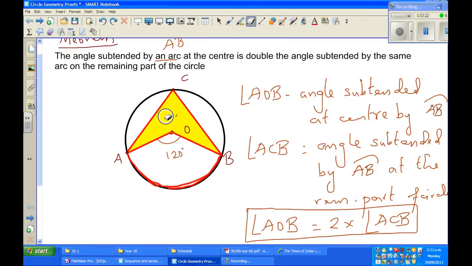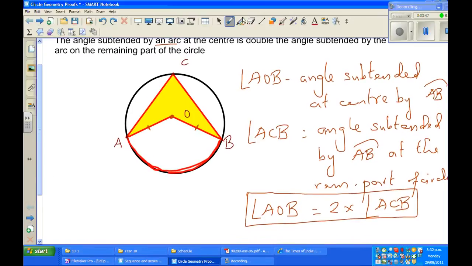Okay, so we have to generalize it. So what I'm going to do is draw a line. Now one thing that you can see is OA is equal to OB. They are radii of the same circle. So O is the center, and OA and OB are radii of the same circle.